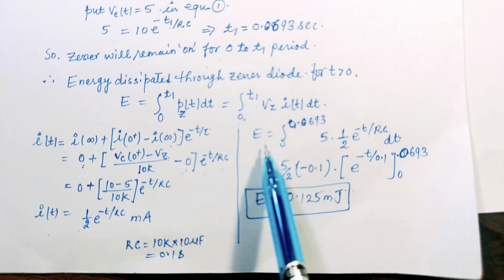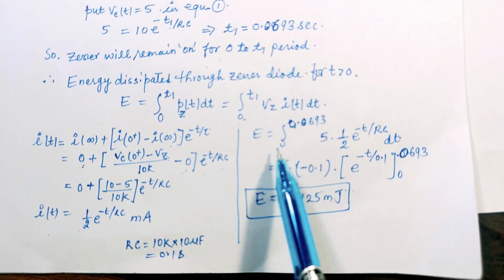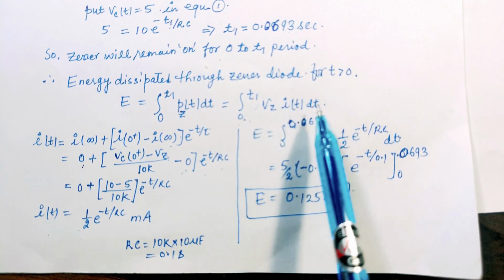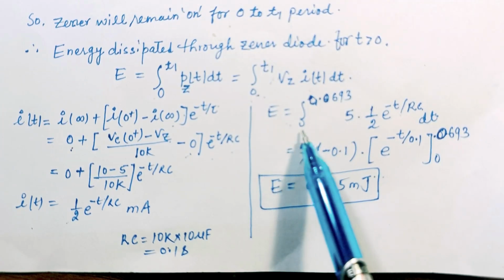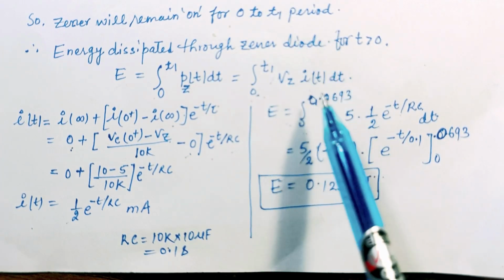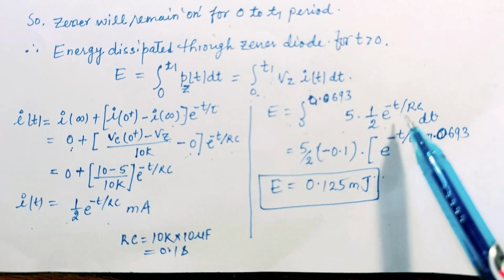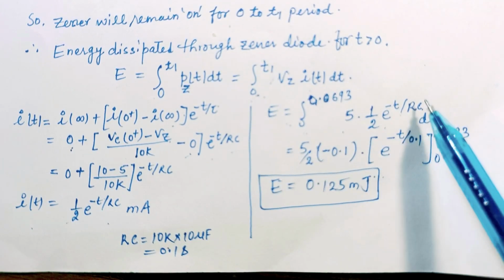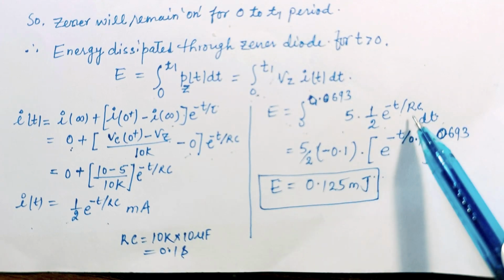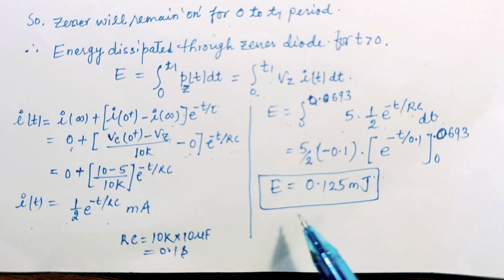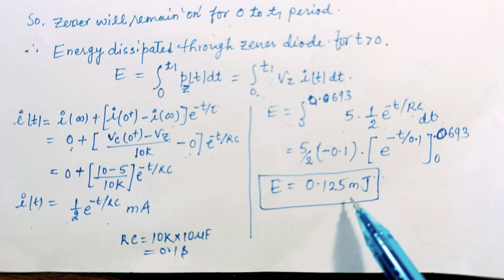For the calculation of energy dissipation, we can use this formula: E equals the integral from 0 to t1 of Vz into iT dt. Now put in the values: the limits 0 to t1, where t1 is 0.0693 second, Vz value is 5, and the iT value we have calculated here, into dt. Now if we solve by putting RC equal to 0.1 second here, we find that the energy dissipated across this zener diode is equal to 0.125 millijoule.